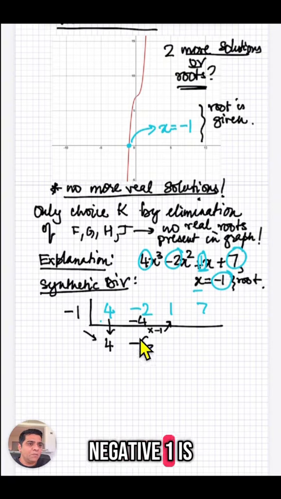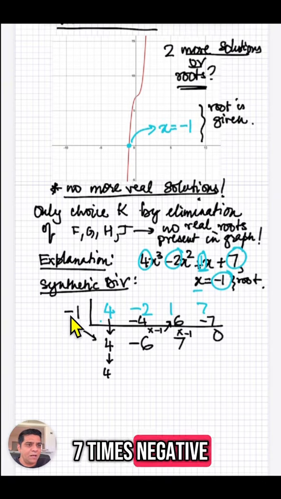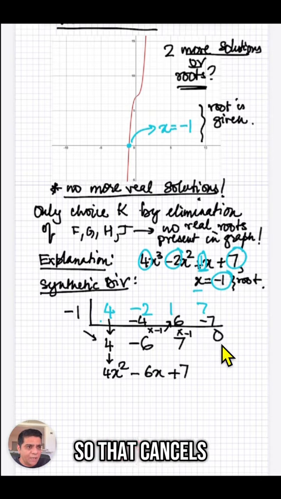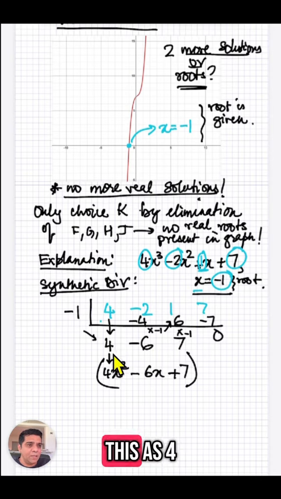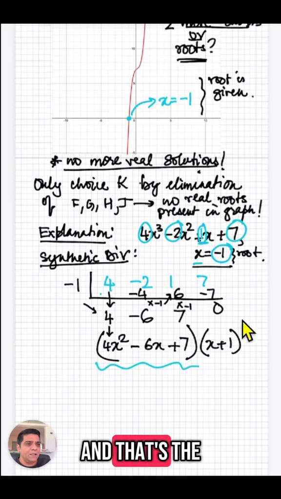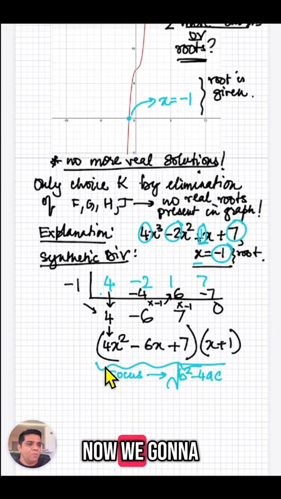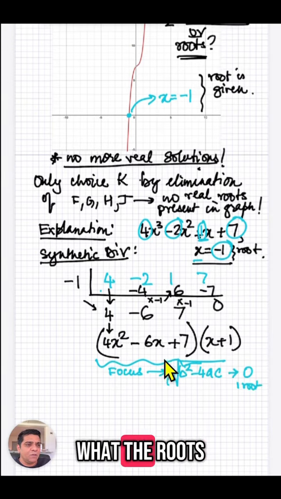4 times -1 is -4. Add those, -6. Again, times -1 is 6. 6 plus 1 is 7. 7 times -1 is -7. So that cancels off. Now we can write this as 4x squared minus 6x plus 7. And that's the other factor that we have from x equals -1. Now, we're going to focus on this because this is what the roots we want to calculate.